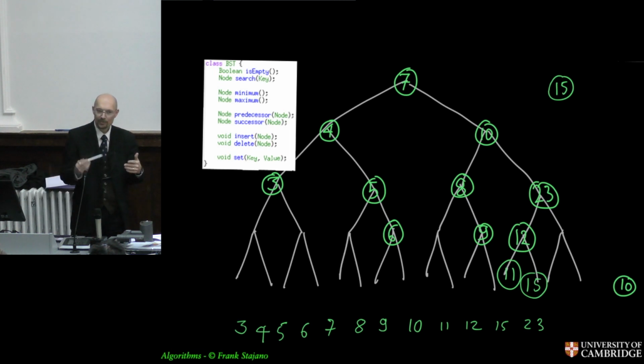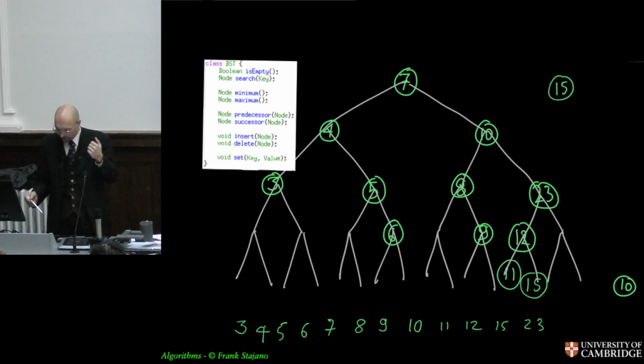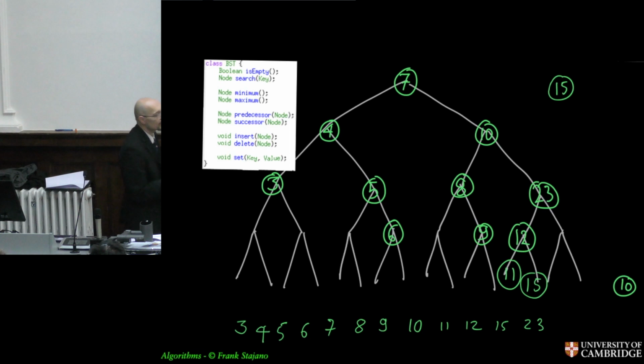Can I deduce from that, well, the keys of a binary tree? Can I deduce from that that the binary tree is a BST? The implication in the opposite direction is trivial. The implication in this direction is not so trivial. And if I were to ask, yes?